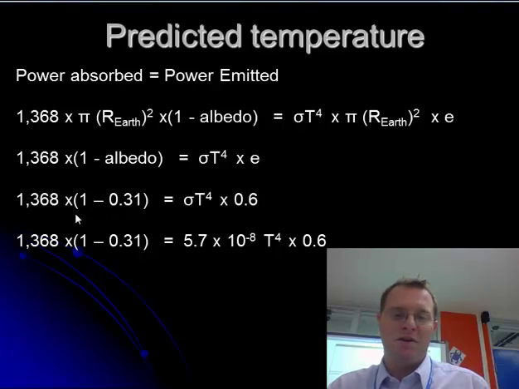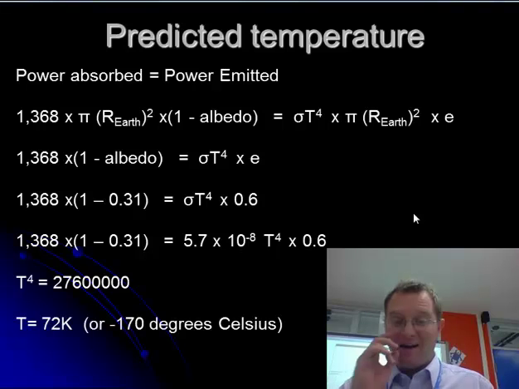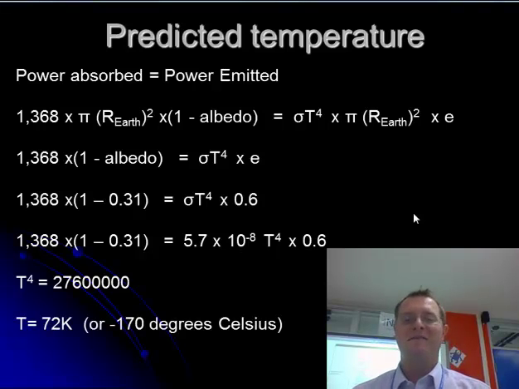Again, I've put in my numbers here. I've put in the Stefan-Boltzmann's constant. If I rearrange, I get T to the 4 equals that value there. And finally, if I find out what the fourth root is, I can discover that my temperature should be 72 Kelvin, which is, remember, in Kelvin, so that's the equivalent of minus 170 degrees, which is pretty cold.